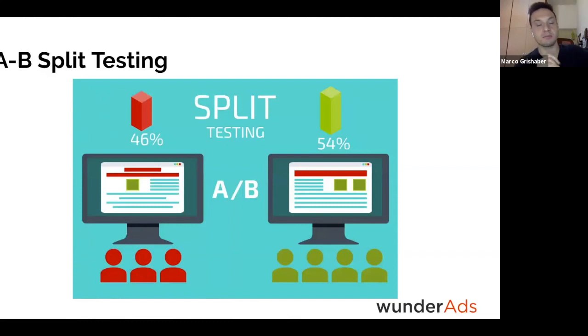Split testing is an approach which applies not only to landing page optimization here, but you would also do that in PPC, Google AdWords, or Google Ads work. For example, when you test different ad copies against each other, which is also part of an ongoing optimization task.